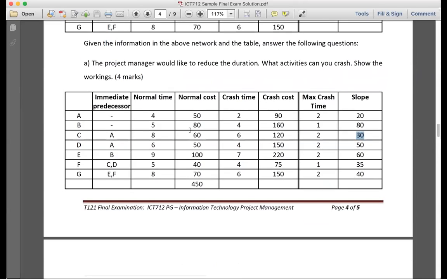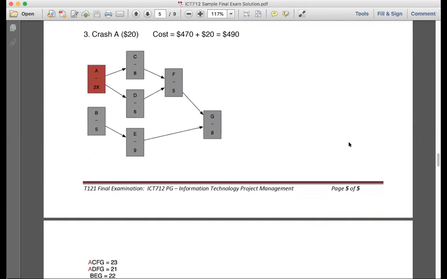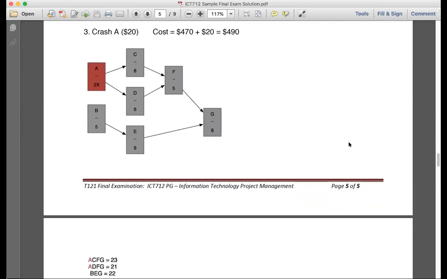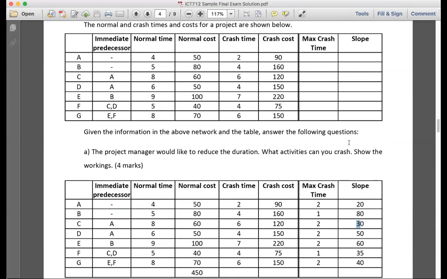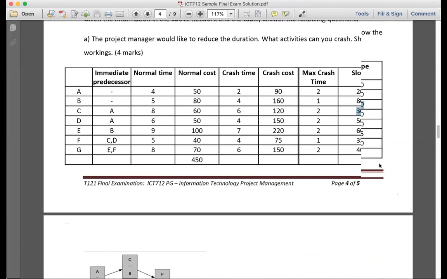How many times can I crash C? 8 times minus 6, so 2 times. Okay, so it's going to cost me 30. So let's go down here. I say, all right, now I can crash C once. Show me the pictures of slopes, sir. So that's a slope of 30, and that's the cheapest here. Thanks, sir. No problem.